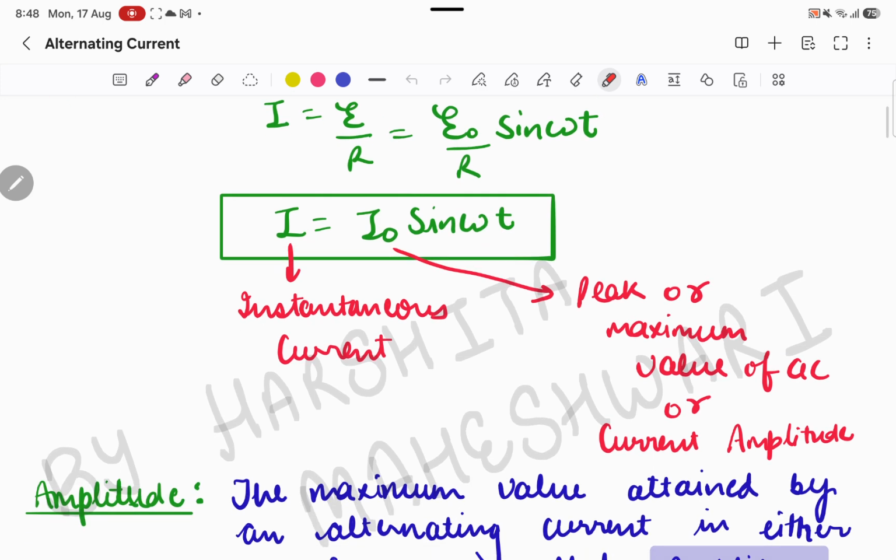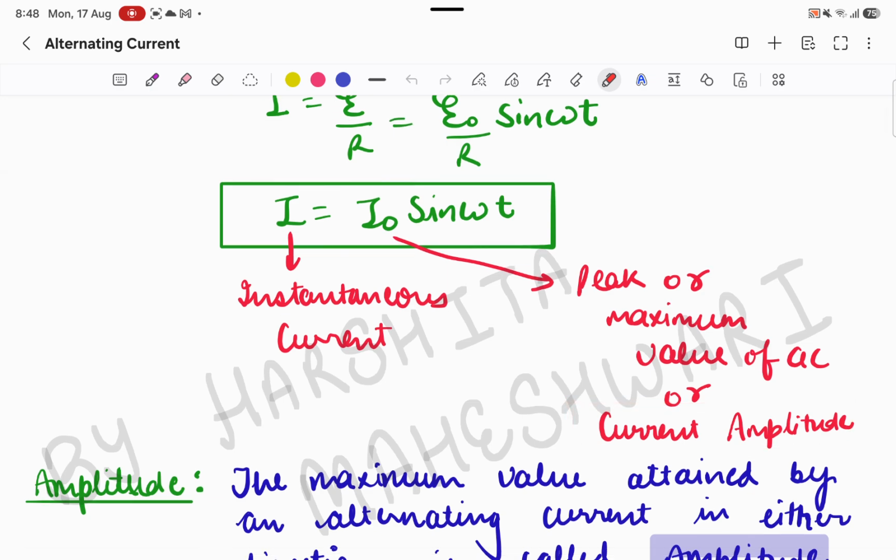So we have the notations for the following terms. I is equal to the instantaneous current, not induced current. Okay. I naught is equal to the peak or the maximum value of the alternating current, which can also be referred to as the current amplitude. Write down this formula.